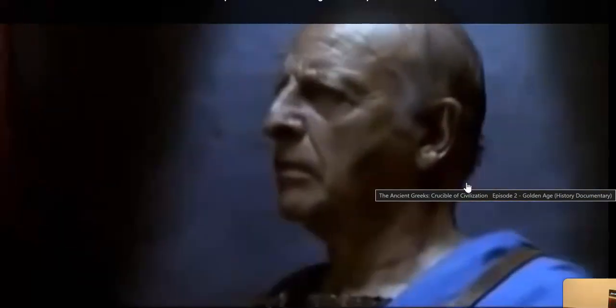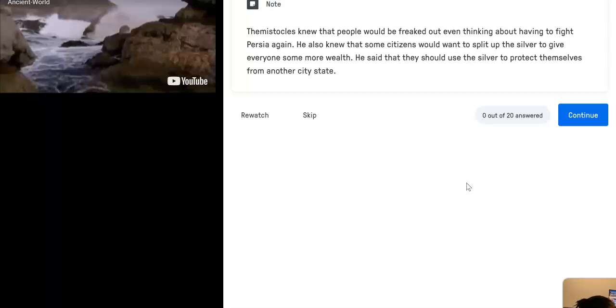His argument was not that the money should be used to build a fleet against Persia, but rather it should be used to build a fleet against Athens' local rival, the Greek city-state of Aegina. So this is super smart, what Themistocles does. Themistocles knew that people would be freaked out even thinking about having to fight Persia again, right? Because remember, they knew they had no hope of beating the Persian army. The only reason they won the first time is because Persia underestimated them.